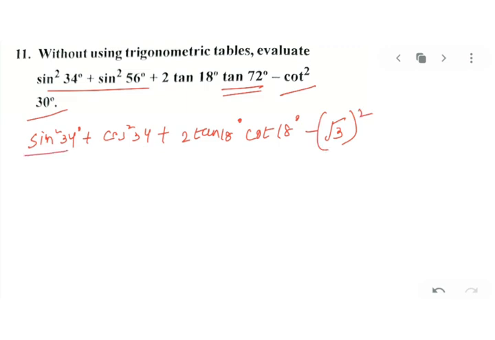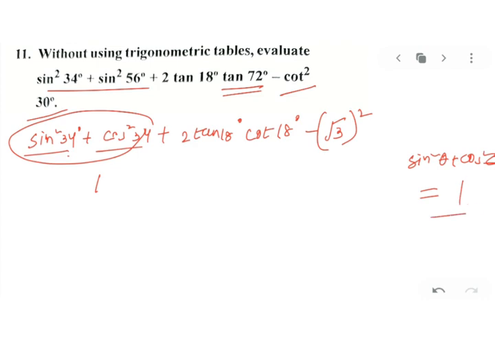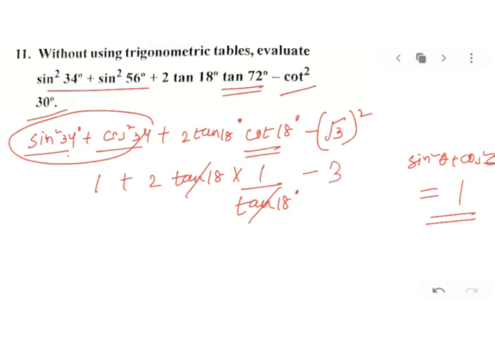Now my dear kids, sin square 34 plus cos square 34 is 1, because sin square theta plus cos square theta, any angle, is equal to 1. So I put 1 here. Plus 2 tan 18 degree, I'll keep it as it is. For cot 18 degree, can I write 1 upon tan 18 degree? Because cot theta is equal to 1 upon tan theta. So that will be eliminated, and root 3 square will be 3. So I got value 1 plus 2 minus 3, and the final answer is 0.